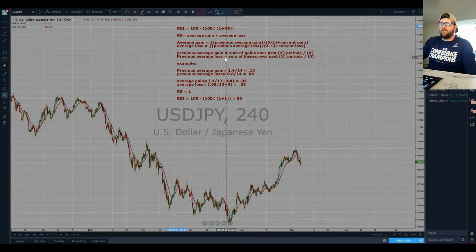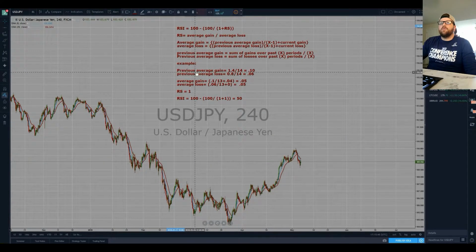The previous average gain is going to be the sum of gains over x periods divided by x. Previous average loss is going to be the sum of losses over the past x periods divided by x. And for an example, we're using the RSI set to 14 for this, which is why you saw divided by 14 instead of x minus 1 up here.